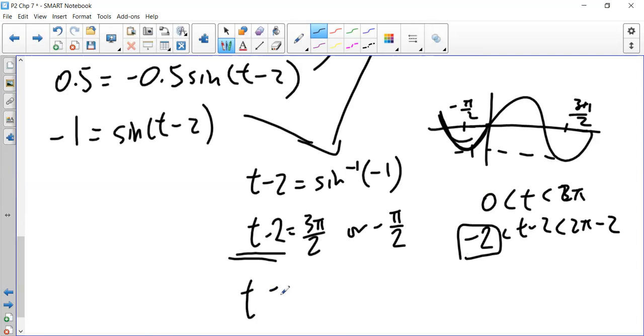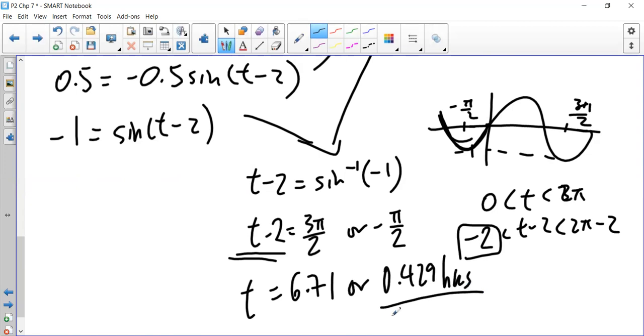So when we add 2 to both answers, 3 pi over 2 plus 2 is 6.71. Make sure your calculator is in radians, by the way. Negative pi over 2 plus 2 is 0.429. Now, we want to choose the smallest value. So therefore this one is smaller. This is the answer, 0.429 hours. And that's the answer.